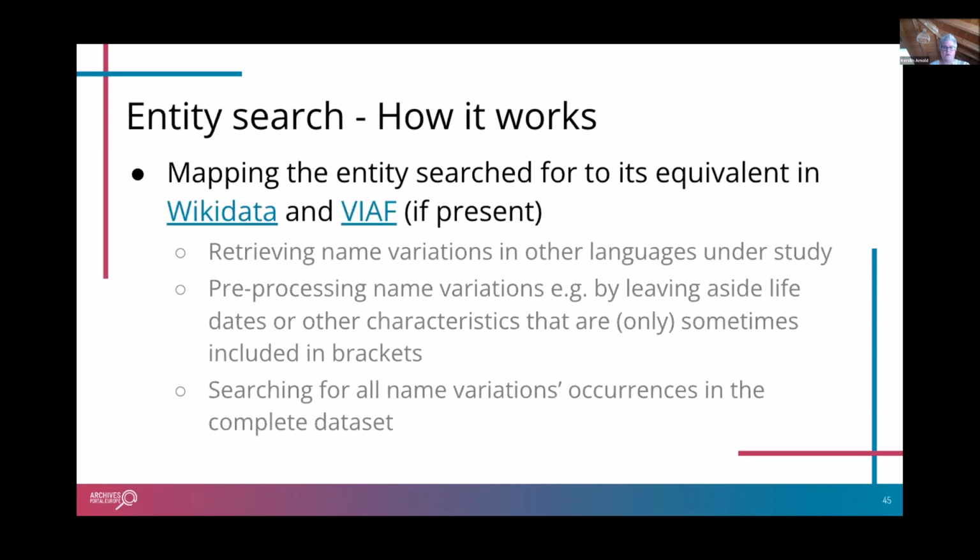In terms of the entity search, this is essentially creating a mapping between the entity searched for, so the name of a person or a place or an organization, with its equivalent, if present, in Wikidata and in the Virtual International Authority File. With these two, we are also retrieving name variations in other languages, so not only necessarily in the languages that we have covered with the tool. And that also means that we are able to retrieve any of those name variations if they are present in the content and show them.